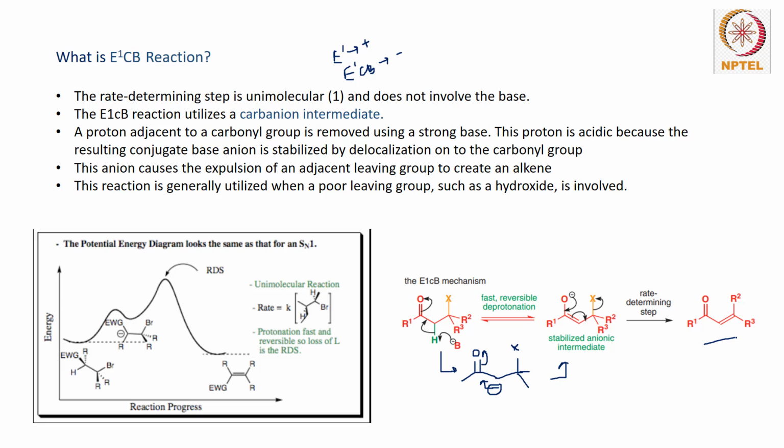So if we look into the energy diagram, this is similar to the SN1 type of reaction where the intermediate forms and this intermediate takes part in the second reaction. But the difference from the SN1 reaction is that in case of SN1 reaction, the first step was the rate determining step.